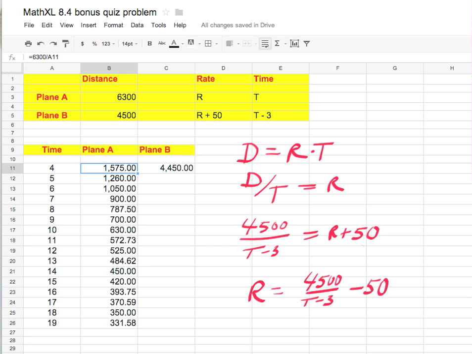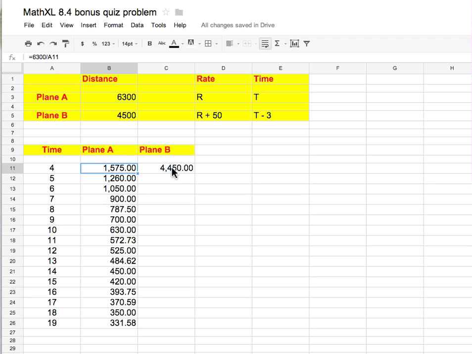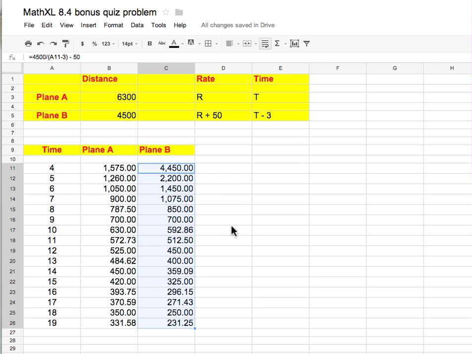And let me show you one of the nice things about spreadsheets is once you get the formula in there, here's the formula, 4,500 divided by whatever over here, minus 3, minus 50. Once you get it in there, you can simply select the cell and drag to duplicate everything going down. So I only have to enter it once. And lo and behold, look right here. At 9 hours, I get the same rate. R is equal to 700.